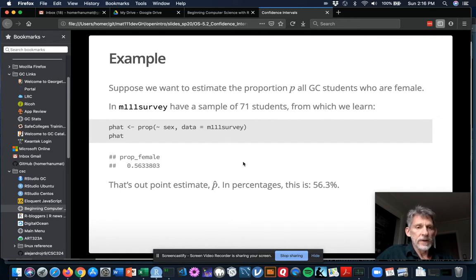So maybe we could calculate the proportion of people in that sample who are female. The prop command does that if you just say that you want to work with the proportions of sex out of the Math 111 survey data frame. And since female comes before male in the alphabet, it'll compute the proportion of females in the sample. Out of the 71 people in the sample, the proportion that were female was about 0.56, about 56.3%. That's our p hat.